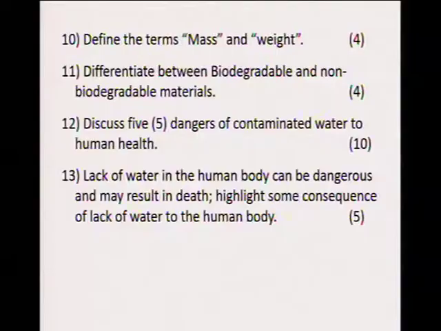The 11th question is about differentiating. Differentiate between biodegradable and non-biodegradable materials. So you are asked to distinguish between biodegradable and non-biodegradable materials. What makes them differ? What is the difference between biodegradable and non-biodegradable materials? That is actually 4 marks.